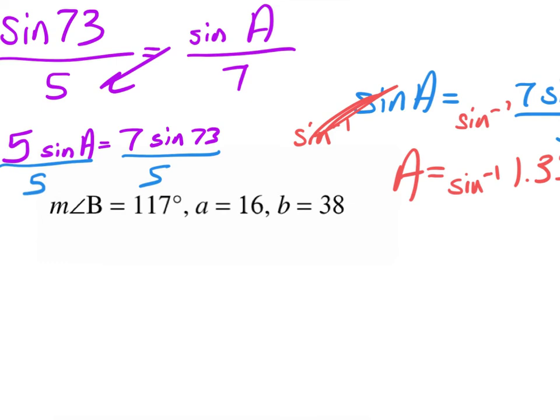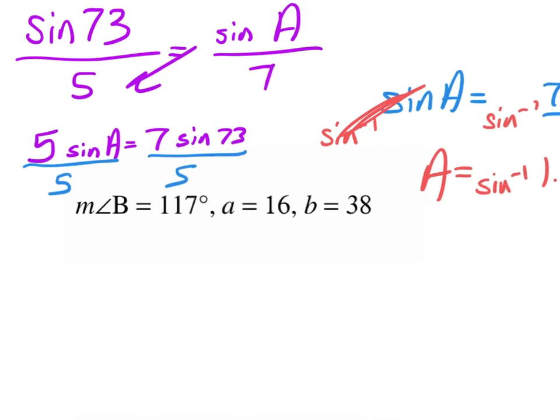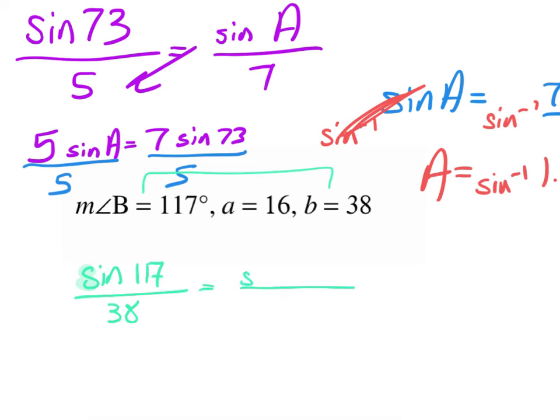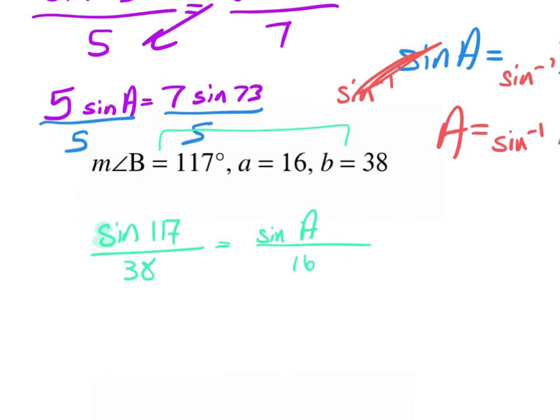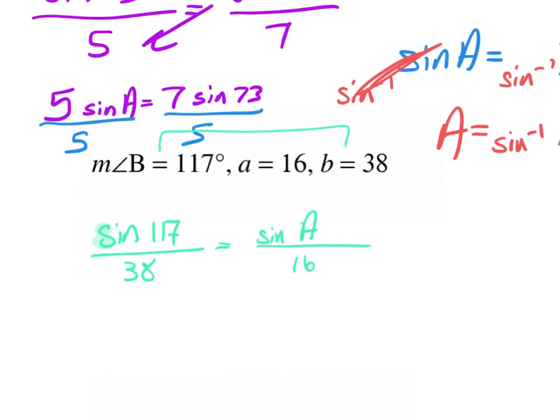What did they give us? What can I set up as my proportion based upon what they gave us? Sine of 117 over 38. Perfect. Do you see how they gave us an angle and its corresponding side? Equals sine of capital A over 16. Perfect. So this time, before I even do anything, I know I'm going to have to do the inverse, the sine -1, at the end of my calculator.